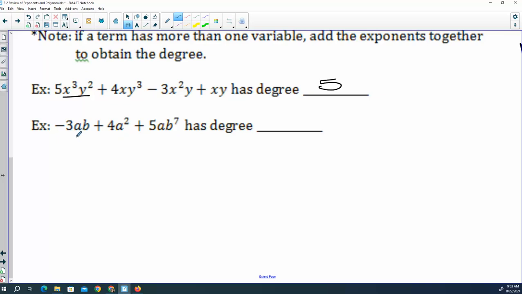What about this one? What's the first term? How many does it have? 2. The second term? 2. The last term. 8. So my degree would be 8.